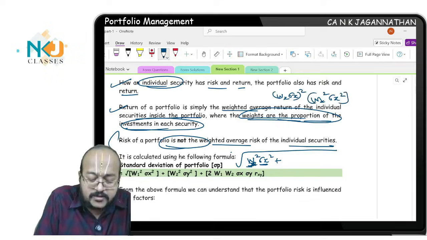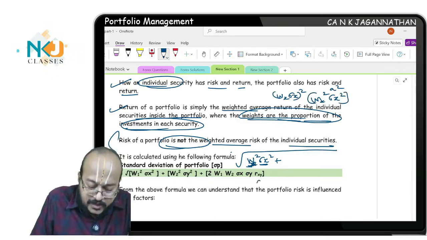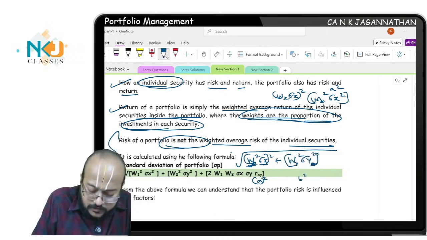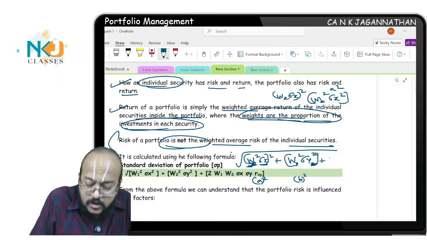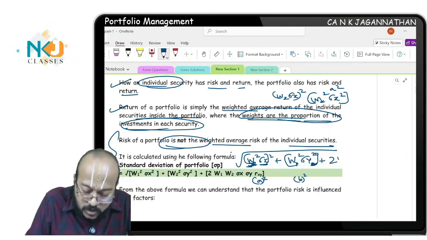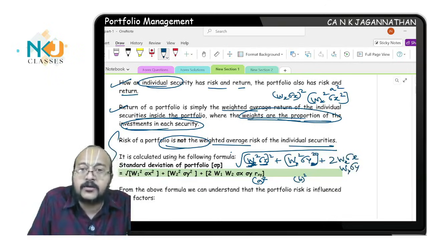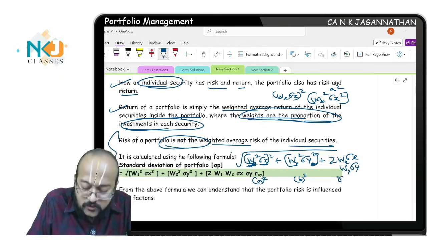Are you all understanding? This is a square term. This is a square, like this you can remember: a square plus b square means wx square sigma x square plus wy square sigma y square. Are you all understanding? This is b square term, a square plus b square plus 2ab, that is 2 into wx sigma x wy sigma y. Apart from that, just into correlation of x and y. Are you all understanding? This is correlation of x and y.